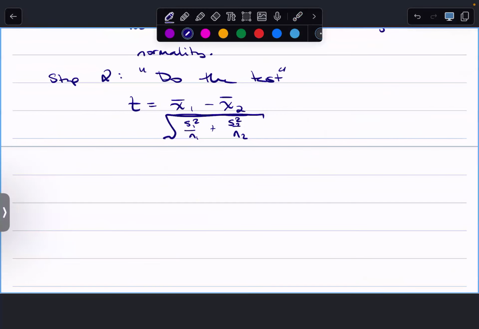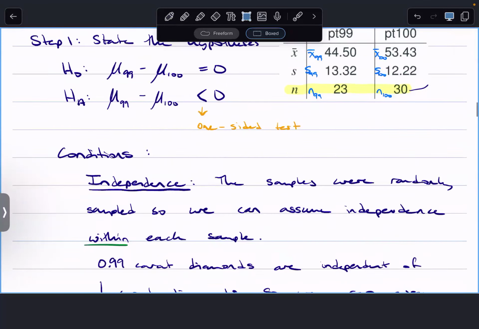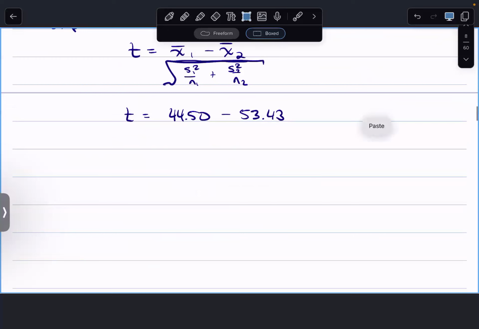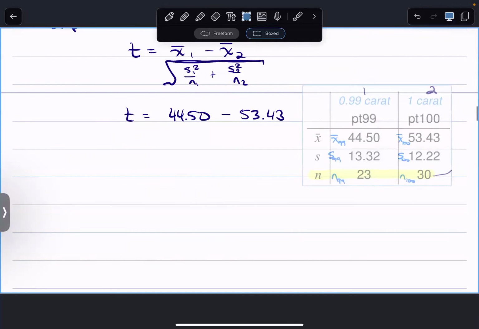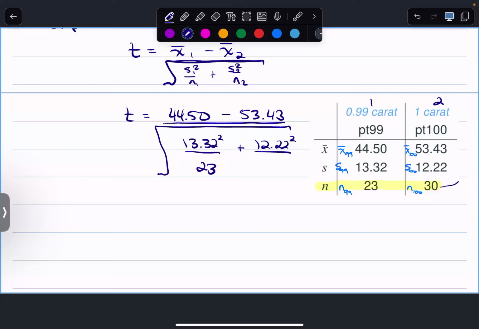So now I have T. It was, I think, 4450 minus 5343, divided by the square root of 1332 squared over 23 plus 1222 squared over 30.